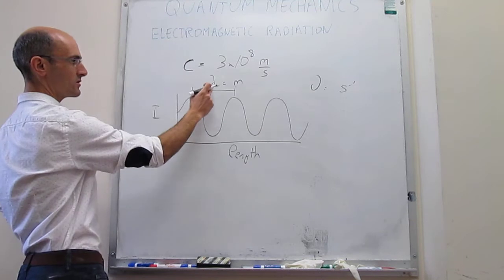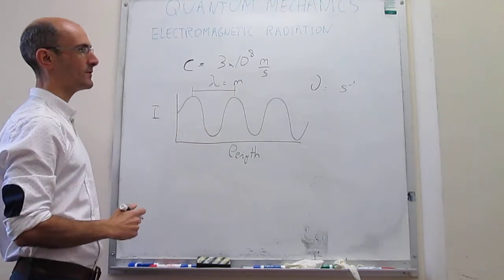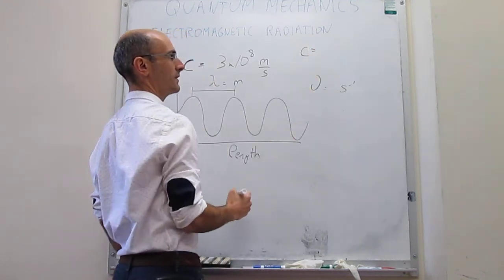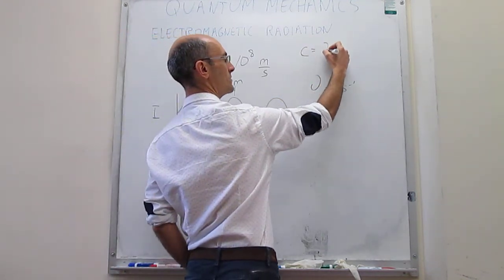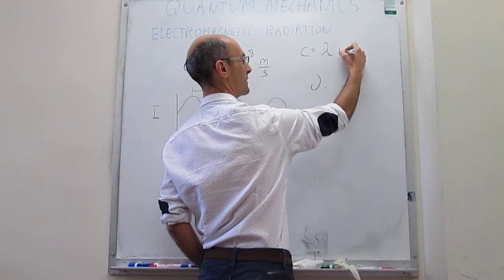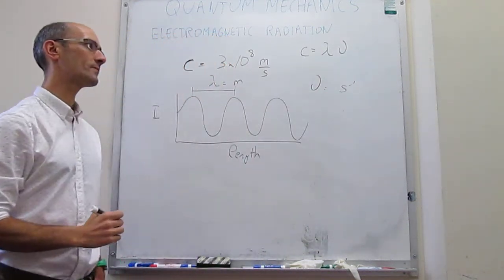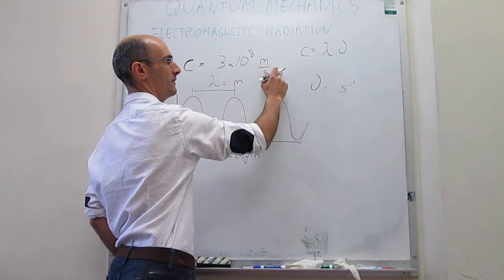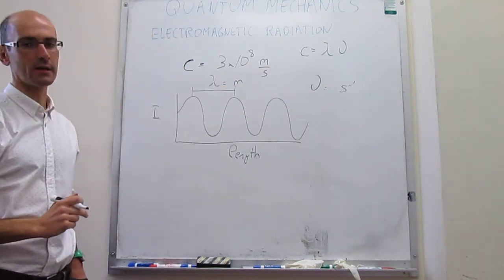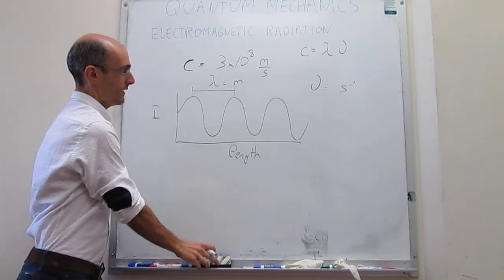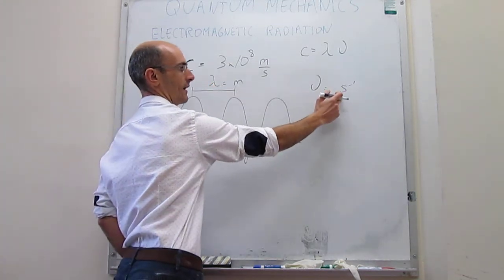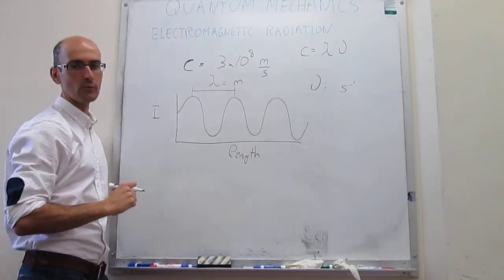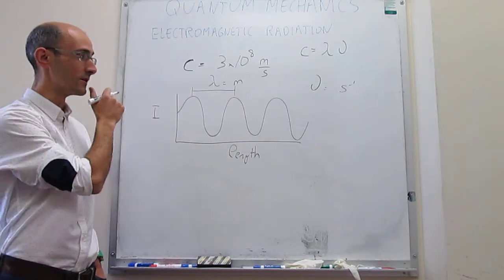So there's a relationship between these three parameters, and it turns out that the speed of the electromagnetic radiation is equal to the wavelength multiplied by the frequency. Those two things are the same, and notice that the units work out: meter per second is equal to meter per second. So if you know the wavelength, then you can calculate the frequency. If you know the frequency of a wave, then you can calculate the wavelength. These are all interesting calculations.